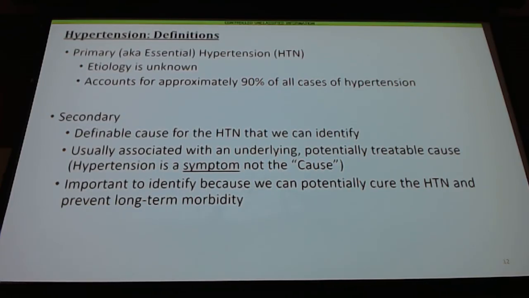Secondary hypertension, on the other hand, has another pathology that is present, and one of the symptoms of that pathology is blood pressure elevation. Okay, we're going to talk about those tomorrow. Hopefully, then that will make a little bit more sense when we say that the blood pressure elevation is a symptom of that disease.